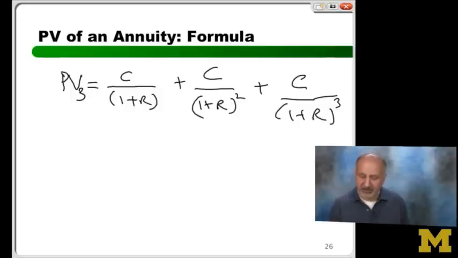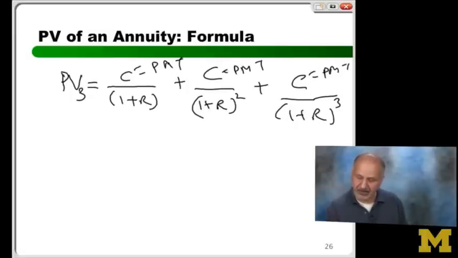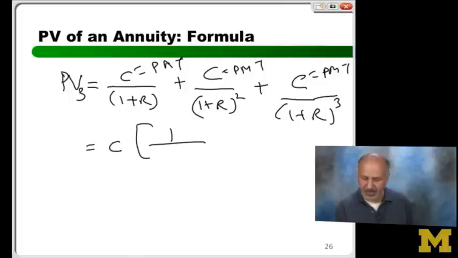Now remember, these PVs are not easy to do, right? So that's why I'll at some point use a calculator. And remember, I can replace this by PMT in my head. In textbooks, we don't use PMTs. We say C because C is a generic word for cash. The other thing is C's are fixed, and that's because of the nature of the beast we are dealing with right now. Okay?